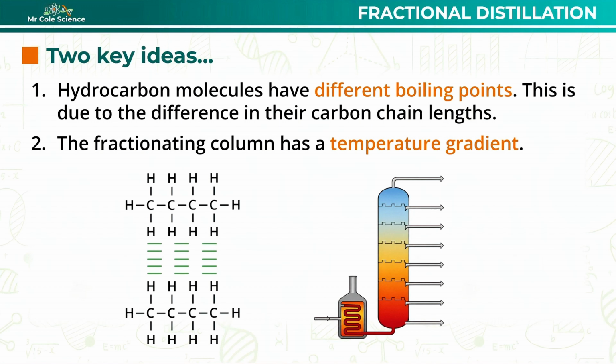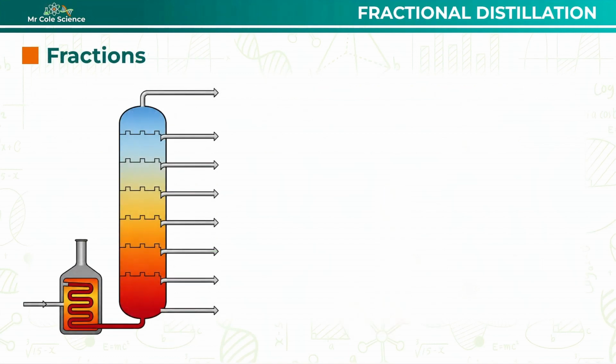Without different boiling points, every hydrocarbon would condense together, and without the temperature gradient, they'd all condense in the same place. It takes both of these key ideas working together to separate crude oil into useful fractions. Now that we understand how fractional distillation works, let's have a look at the fractions that it actually produces.